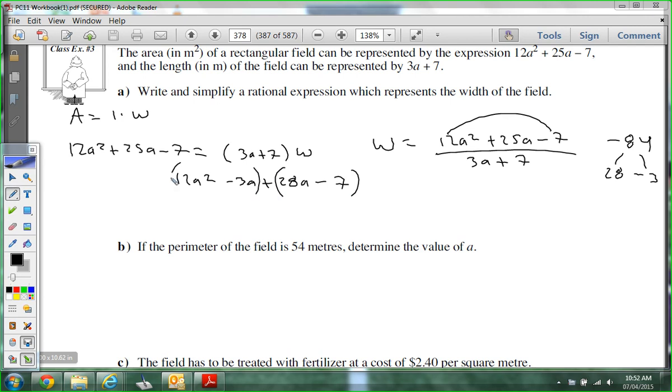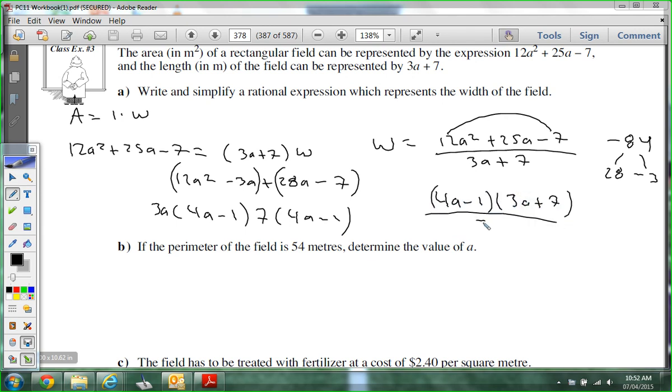Okay, and we're grouping. I got a 3a here, and a 7 here. And so you'll see, again, we have the 3a plus 7's cancel, so 4a minus 1 over 3a plus 7 all over 3a plus 7, which helps us because now we know what the width is. So the width is 4a minus 1.